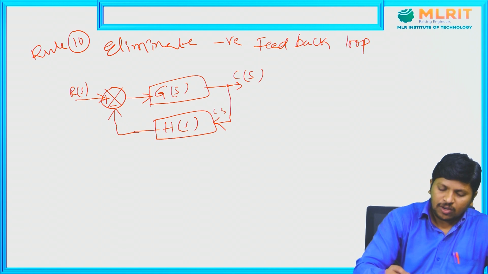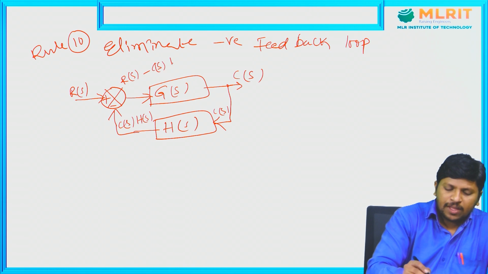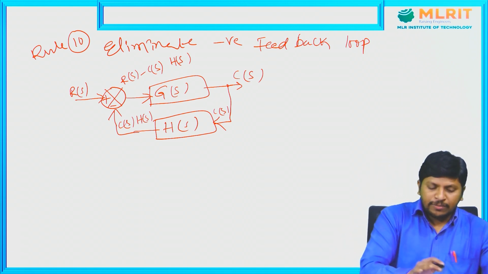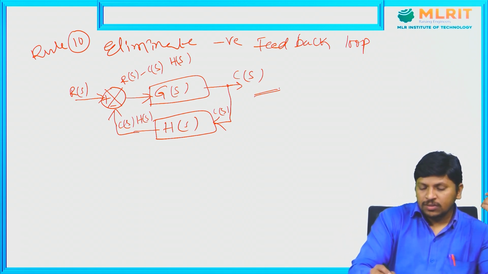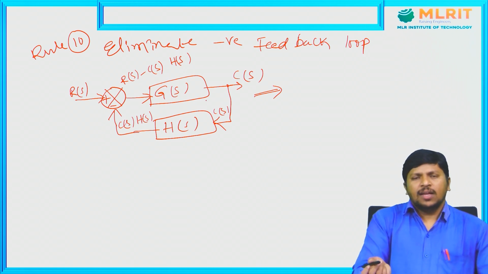Here C of S. So here what is the output? C of S into H of S. Here adding. So R of S minus, negative with C of S and H of S, right? Minus C of S into H of S. Here G of S is there. Now I am going to eliminate this negative feedback loop into the single block.